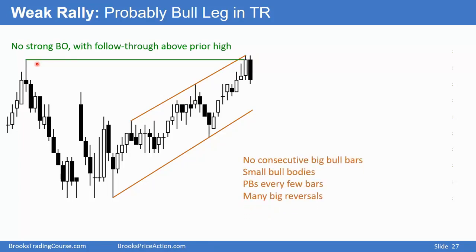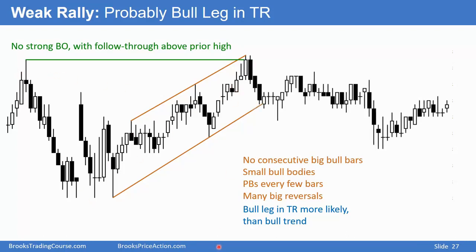No consecutive big bull bars. The bull bodies are small. Pullbacks every few bars. Lots of reversals. Some of the reversals are fairly big and contain a lot of bars. This does not look like a bull trend. It's more likely a bull leg in what would be a trading range. So bull trend, yes, but probably later on, when you look back at this, you'll say, oh, this was just a bull leg in a trading range. This was a bear leg in a trading range, a bull leg in a trading range. And it was.